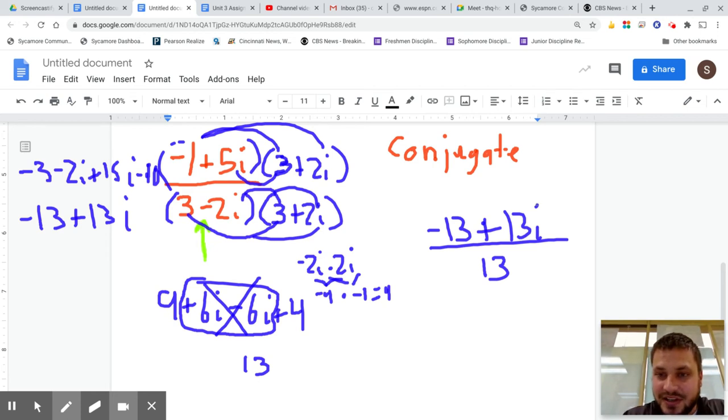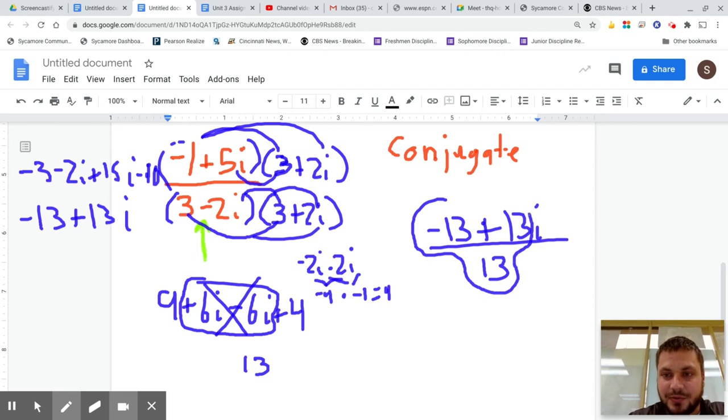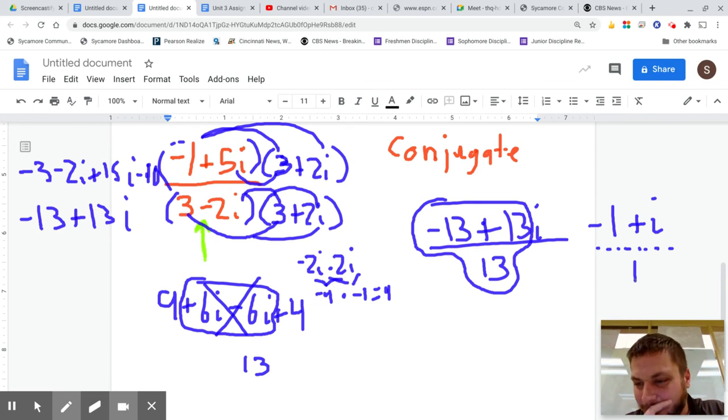When I reduce this, all three of these numbers have to be divisible by the same thing. Not just two of them, not just one of them, all three of them. They're all divisible by 13. So I can reduce that down to negative 1 plus i all over 1. There's no real reason to write all over 1.